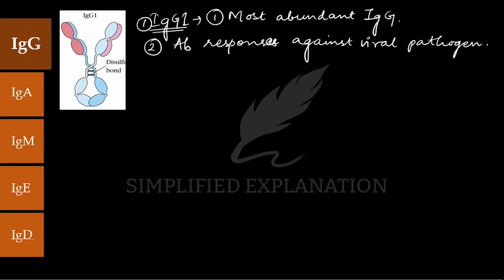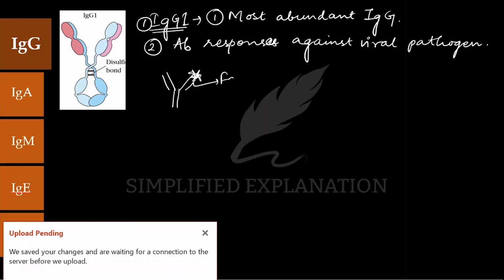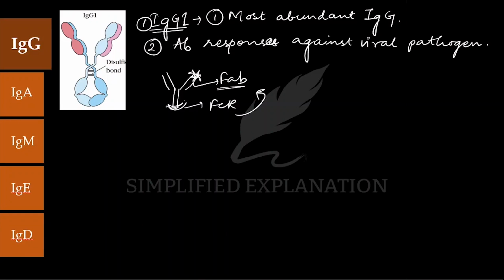We have studied in the antibody effector function that any antibody will bind with the virus or virus particle with its Fab region. And then after binding with this Fab region, the Fc region will bind with any Fc receptor, and then it will further activate the effector mechanism.